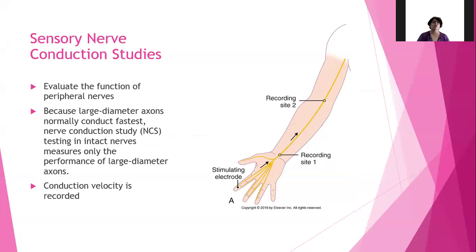Nerve conduction studies are used to evaluate the function of peripheral nerves. Because large diameter axons conduct the fastest, nerve conduction studies in intact nerves usually only measure the performance of large diameter axons. They put electrodes at different areas along the nerve pathway and stimulate those electrodes, and then the computer calculates the velocity of the nerve. That can be used to detect individual lesions like carpal tunnel syndrome or nerve entrapment syndromes. So that's a common study that's done for peripheral nerves.